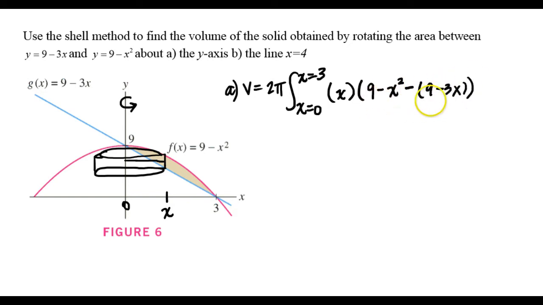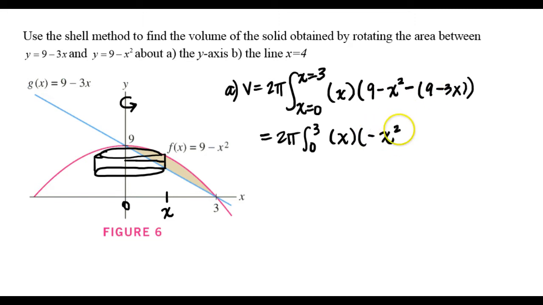So this is the setup that I would need for the height, including the parentheses, because this negative distributes. Now, if you wanted to simplify it, we could distribute the negative to make this a little bit shorter. So I'd have 9 minus x squared minus 9, so the 9's would cancel.